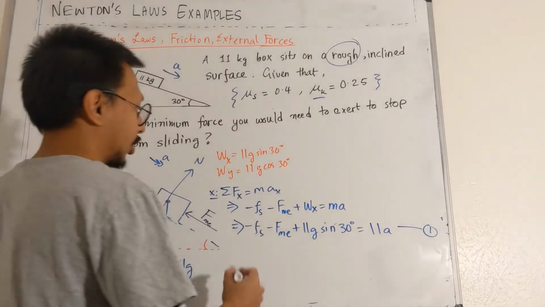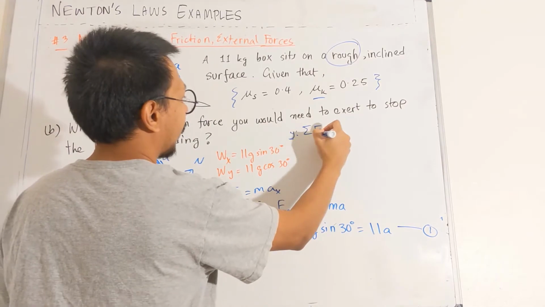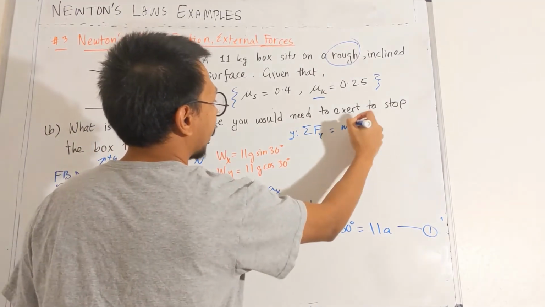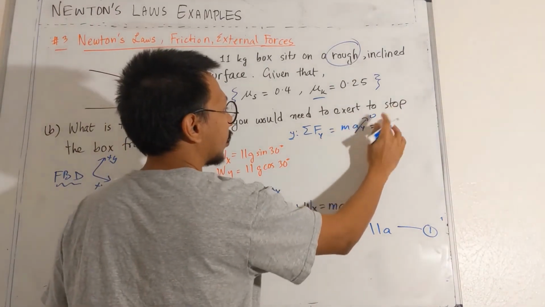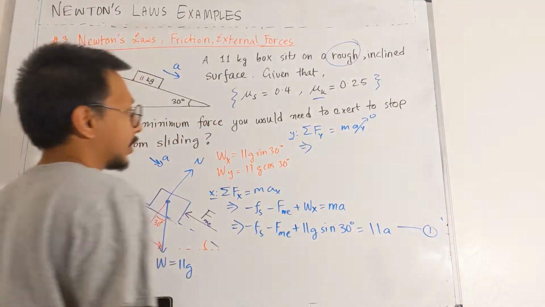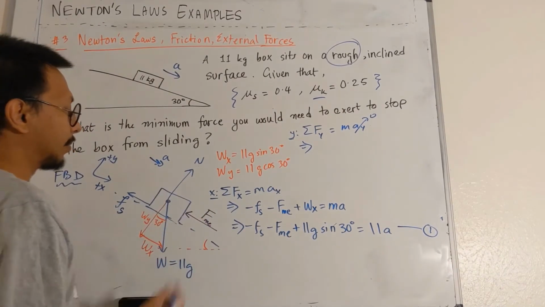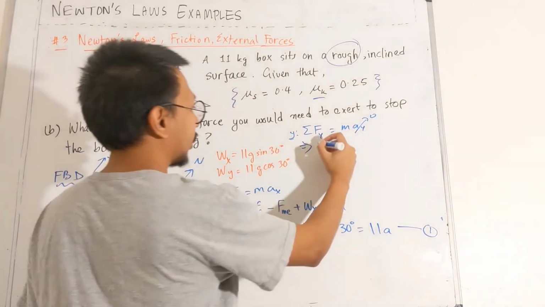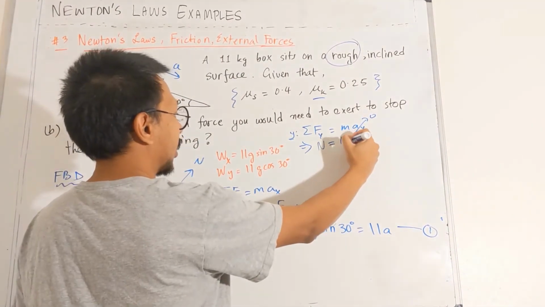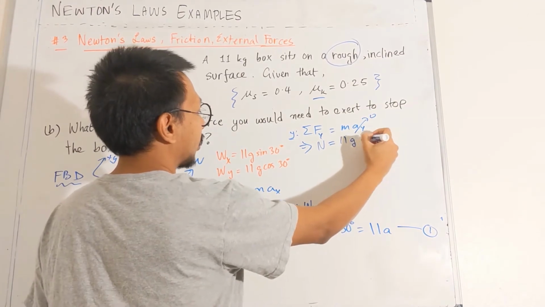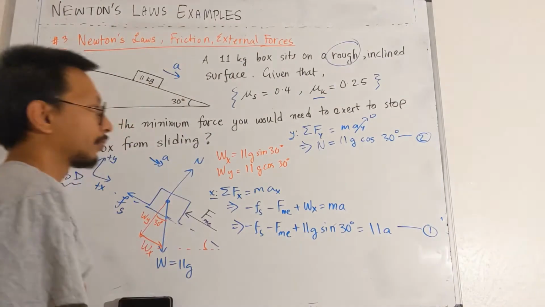In the y direction, what do we have? Summation of Fy equals May. Again, there is no motion in the y direction, so this is 0. Therefore, the right side is 0. What are the y forces? We have N, we have Wy, like before, nothing has changed in the y direction. So N is still equal to the y component of weight, which is 11 times g cosine 30 degrees. Let's call this equation 2.